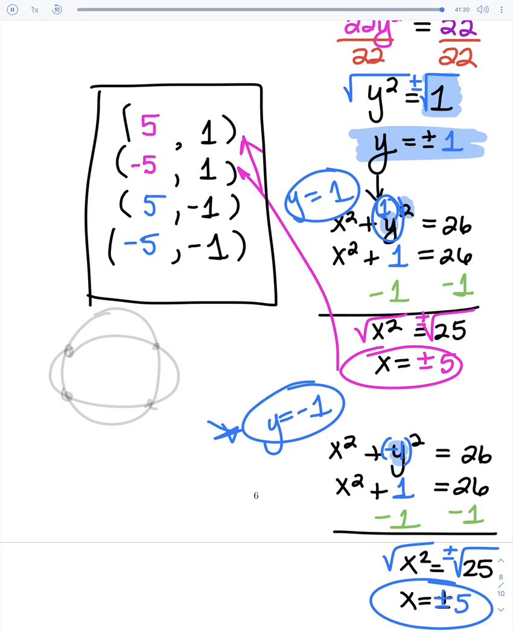I know we haven't seen these graphs before, but basically what we're looking at is two graphs that are intersecting, and it will probably look something like this. Some stretched out versions of circles that are intersecting at 4 different points, something like that. Just to give you an idea that this can happen.